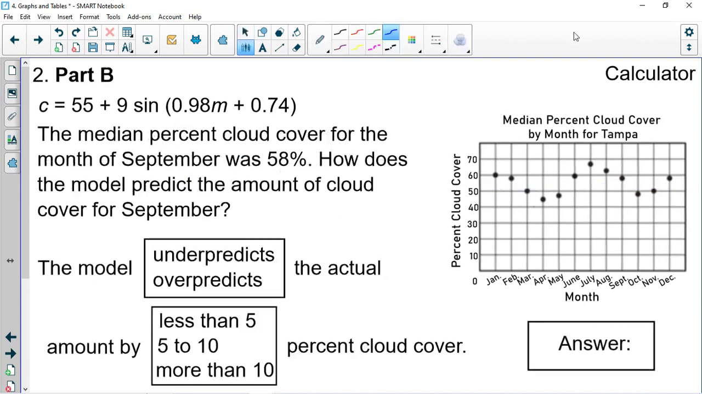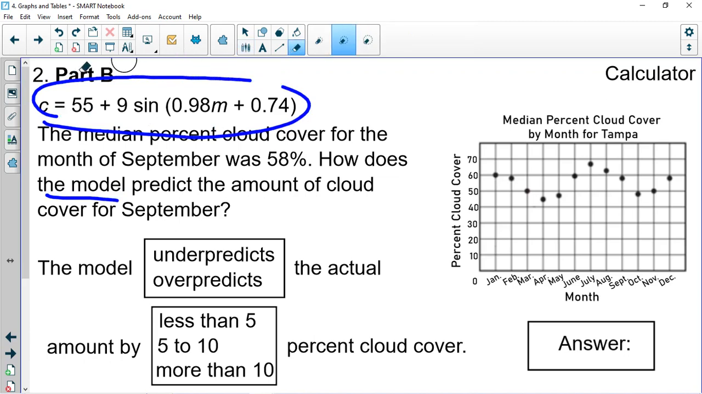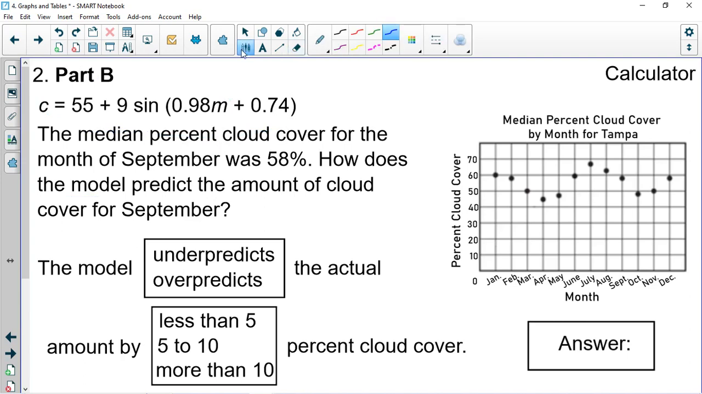Number 2, part B. It says the median percent cloud cover for the month of September was 58%. How does the model predict the amount of cloud cover for September? Well, we know the model they're talking about is this equation right here. So they're saying, how would this equation predict the amount of cloud cover for September? And then in the choices, it's giving us, all right, the model under predicts or over predicts the actual amount by less than 5, 5 to 10, or more than 10% cloud cover.